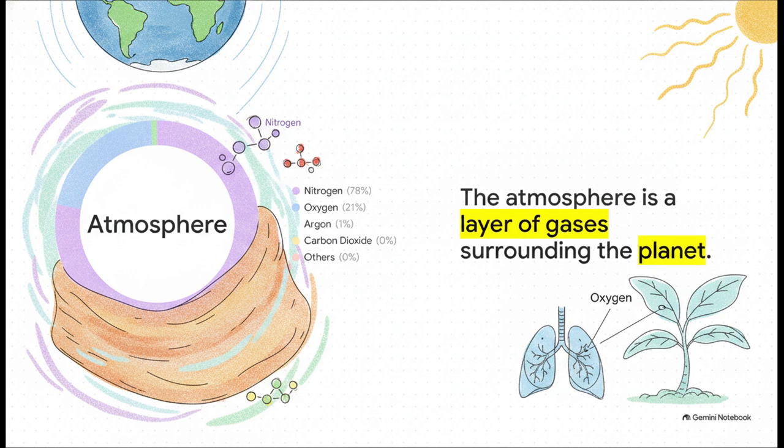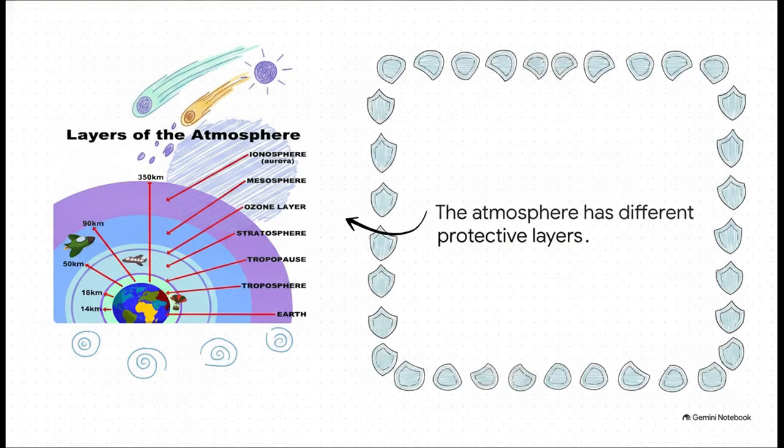Together, this specific mixture performs some absolutely vital functions. It gives us the oxygen we need to breathe, it provides plants with carbon dioxide for photosynthesis, and it acts like this global blanket to regulate Earth's temperature by trapping heat. But here's the thing, the atmosphere isn't just some big, blended cloud of gas.